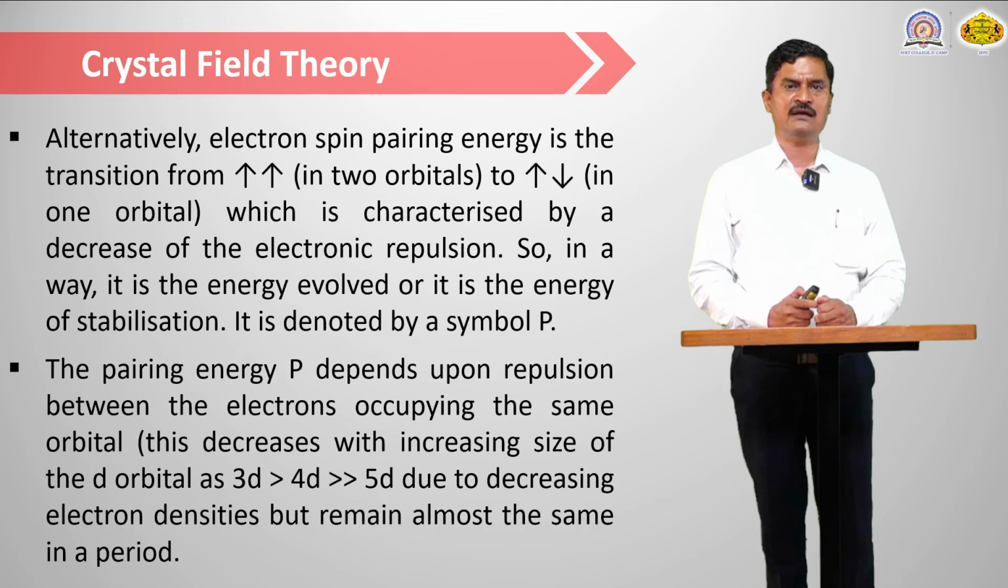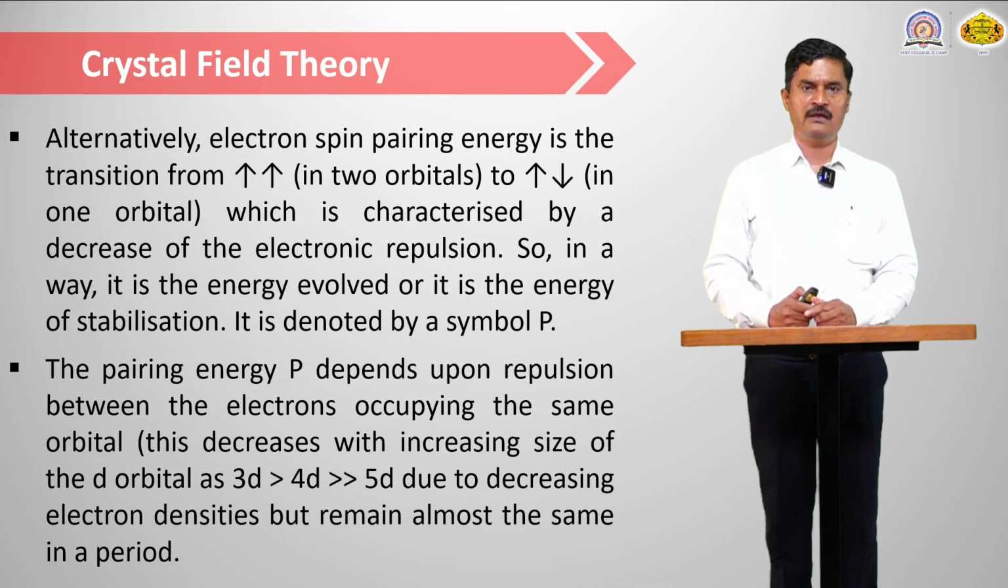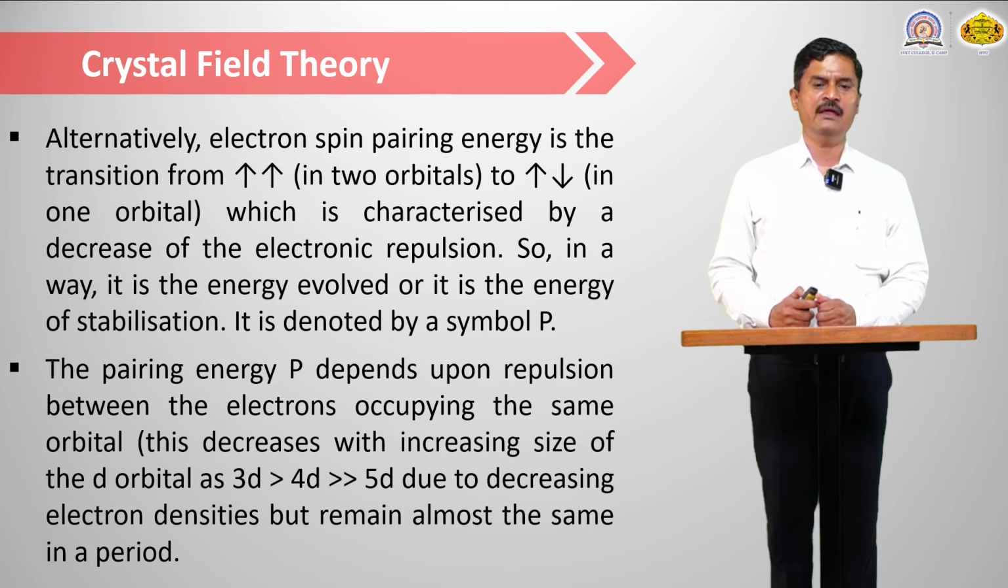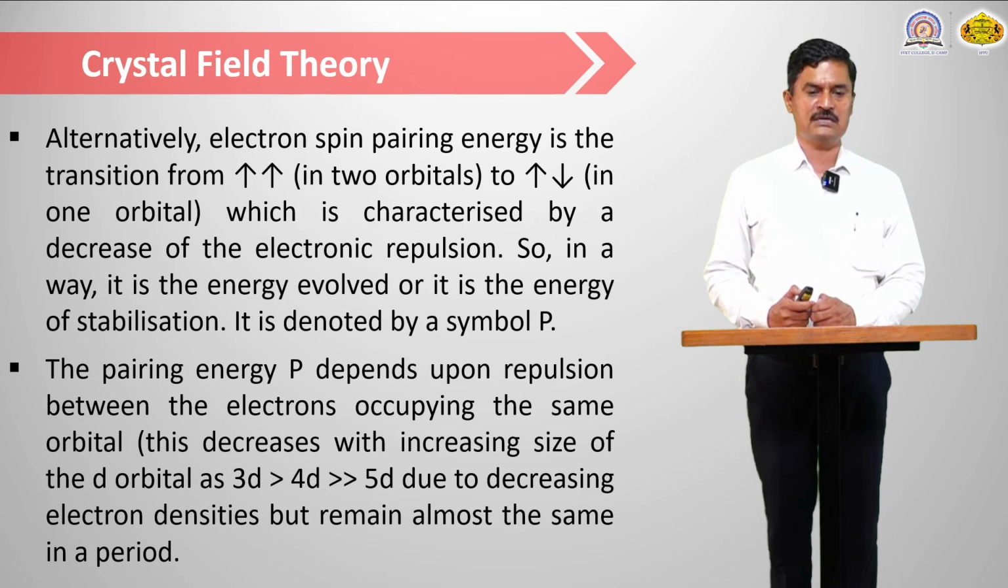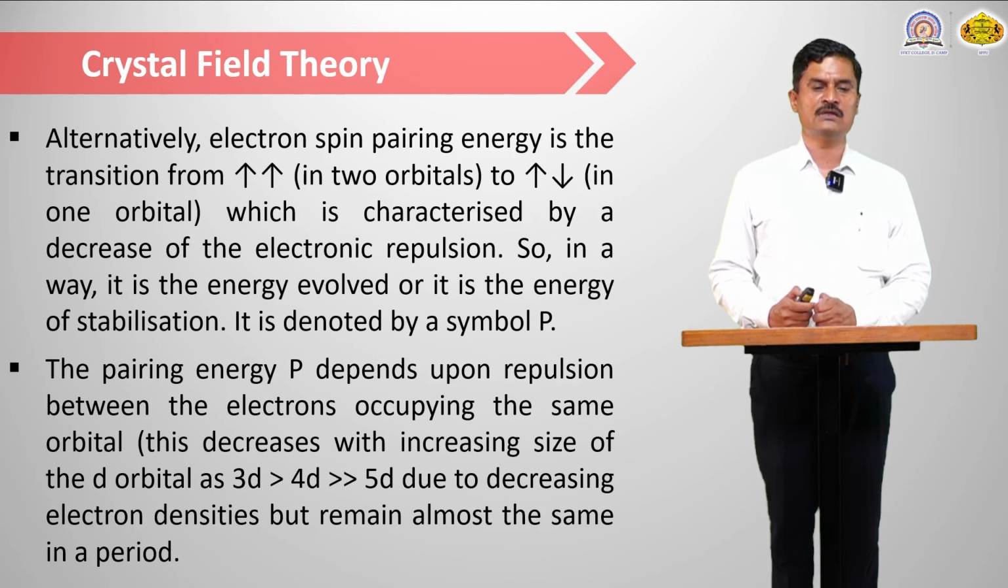So, the parallel spin converts into the anti-parallel spin, and that energy is known as the pairing energy. The pairing energy P depends upon the repulsion between the electrons occupying the same orbitals, that is the 3d orbitals, 4d orbitals and 5d orbitals, due to the decreasing electron distances between them.